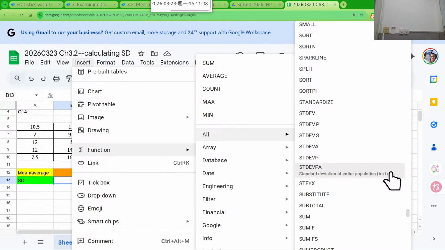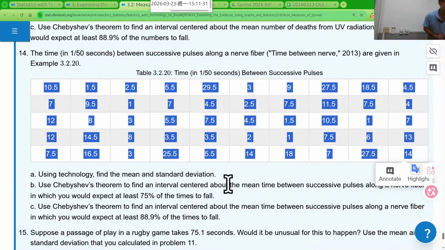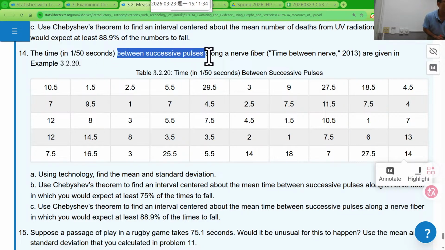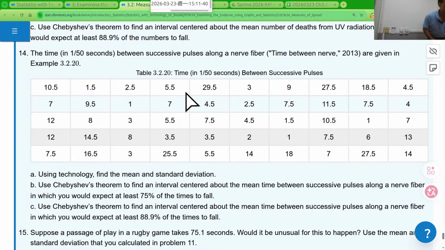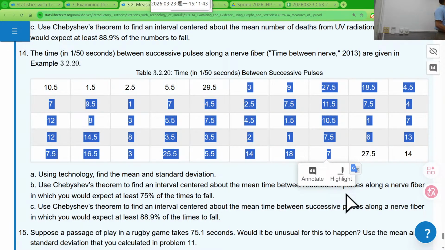Let's go back to our question. My question is question number 14. The maybe 20 or 30 numbers, are they sampling values or are they the population samples? Okay, let's move to here. The time between successive pulses along a nerve fiber is given as an example here. Do you think that they are the population values or sampling values?